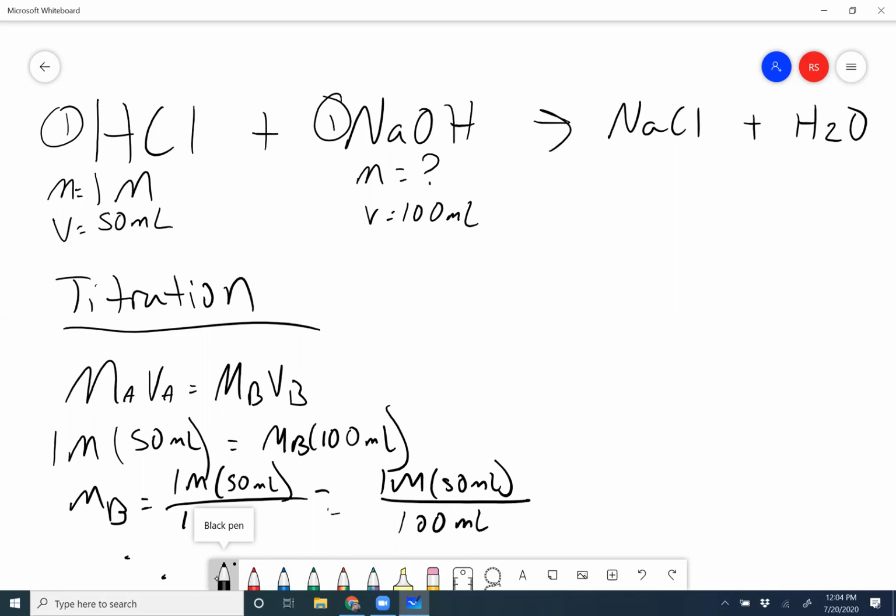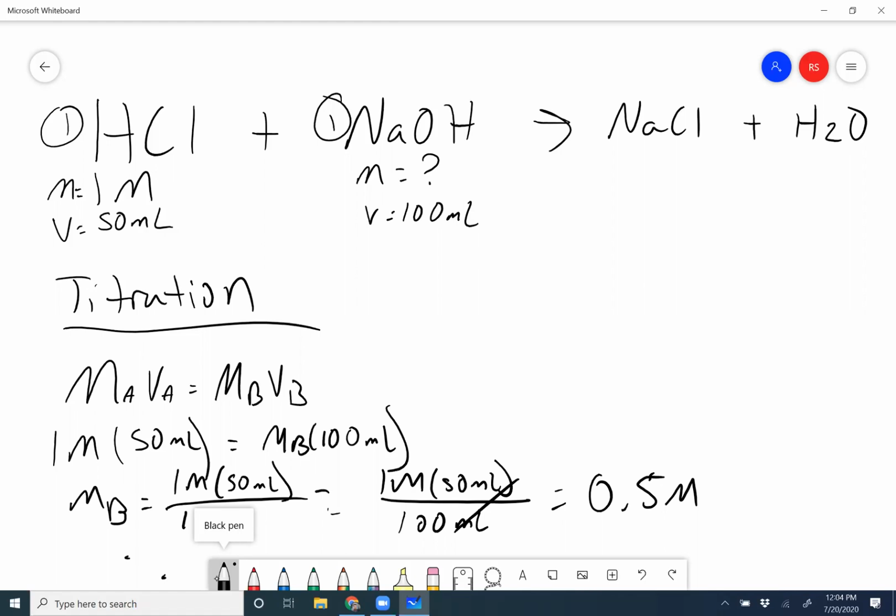And you'll notice the milliliters cancel, and we're left with molarity, and 50 over 100 is 0.5, so this equals 0.5 molar. So our base was half as concentrated as our acid, and that's why it took twice as much volume to neutralize it. Those are titrations.